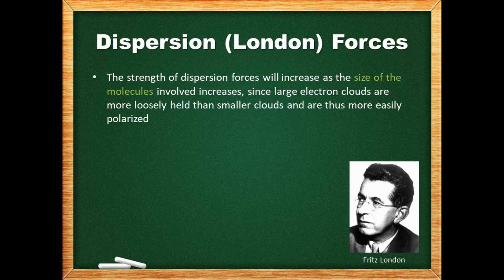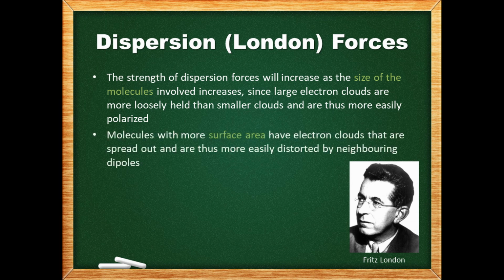Take helium versus diatomic hydrogen, for example. However, London dispersion forces should never be related to mass on the AP exam. Molecular shape can play a role in dispersion forces as well. Molecules with more surface area have electron clouds that spread out and are thus more easily distorted by neighboring dipoles.